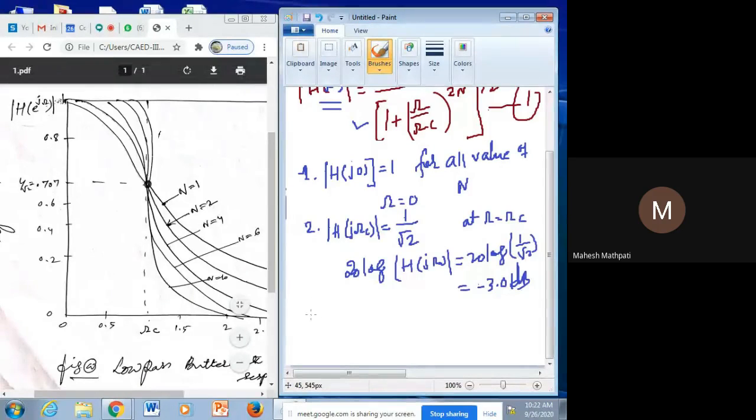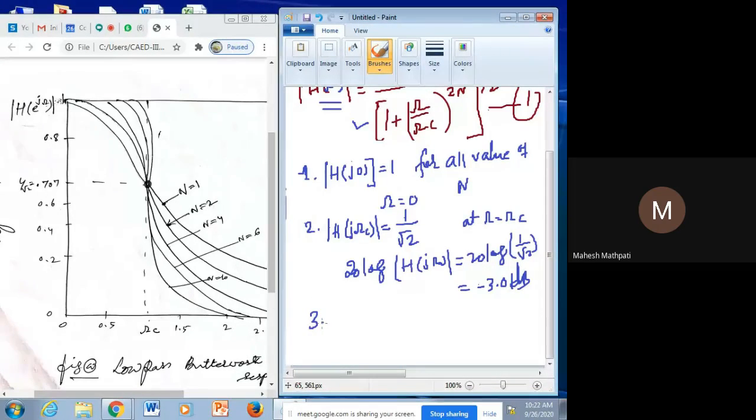Then next, the third point, I'm writing it as 3. Magnitude h of j omega tends to 0 as omega tends to infinity, बराबर? क्या मतलब है इसका? Can anyone tell me what is its meaning?